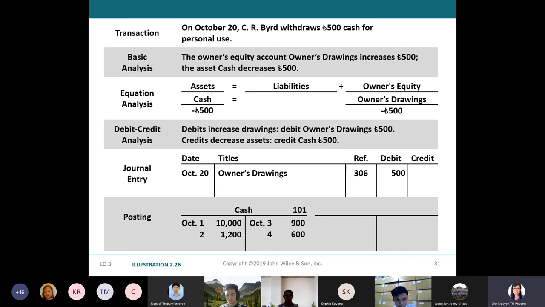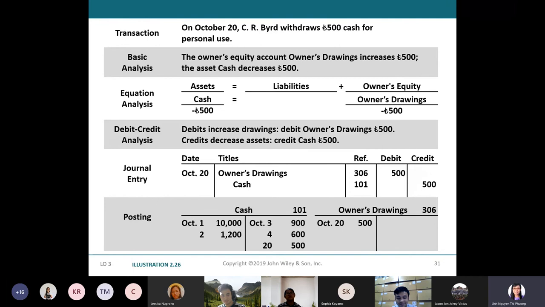Now, what about cash? Cash is an asset, right, Napa? Assets are on the left side. When assets decrease, do we debit or credit? Hello, Napa? Are you there? We will credit, right? We credit cash for 500. Debit owner drawing and credit cash.